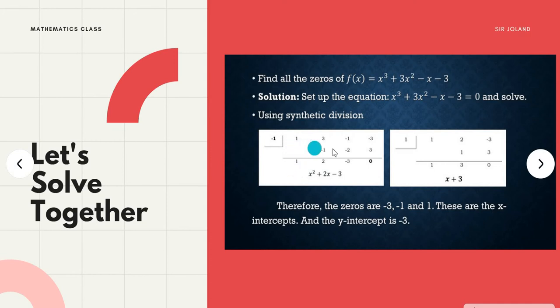First, we write the numerical coefficients of x dito sa first row. And then, we bring down the first number. So, you have here 1. And then, you multiply it here. So, negative 1. And then, we add. So, you have 2. And then, repeat the process. As you can see, ang last number natin dito ay 0. Therefore, the remainder is 0. At tama na ang negative 1 is one of the zeros of this polynomial function. Okay? And then, so isa na yan.